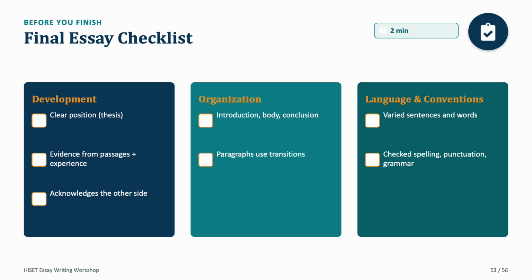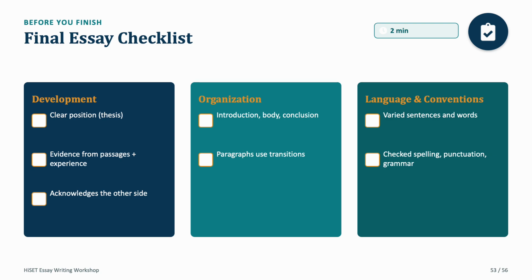Before we finish, let's use the final checklist. Under development, ask, is my position clear? Did I use evidence from the passage and, when appropriate, my own experience? Did I acknowledge the other side?